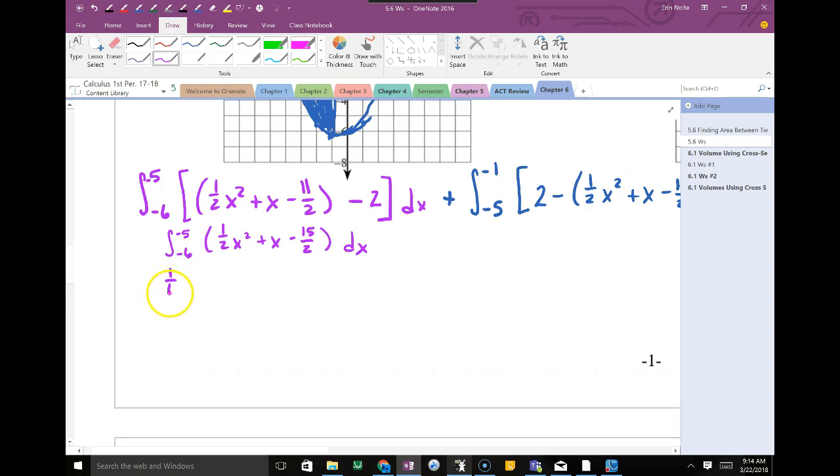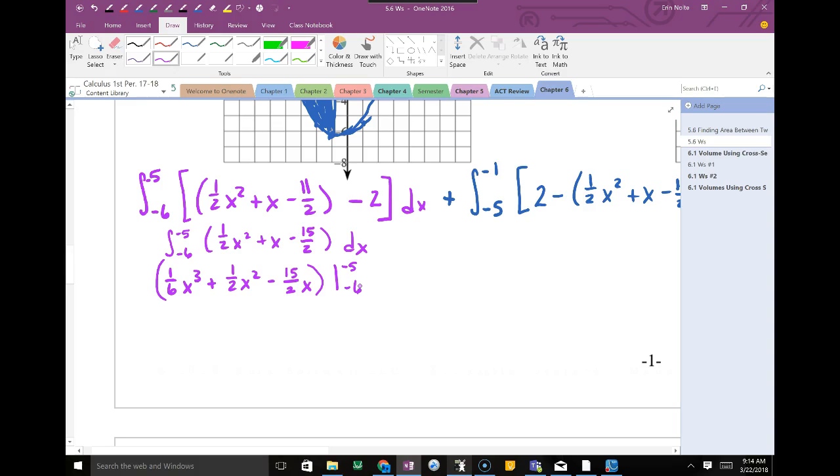1/6 x to the third. And what is the integral of x? 1/2 x squared. And what is the integral of -15 halves? Just add the x. -15 halves x. There's no x with it, never mind. Okay, make sure you put that in parentheses, and you're going to go from -5 to 6.